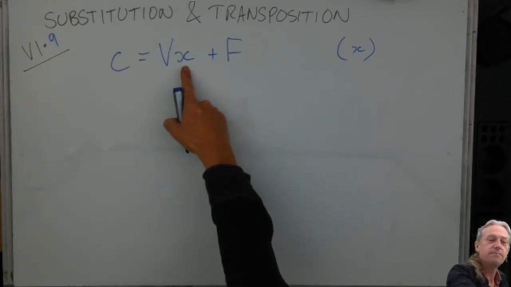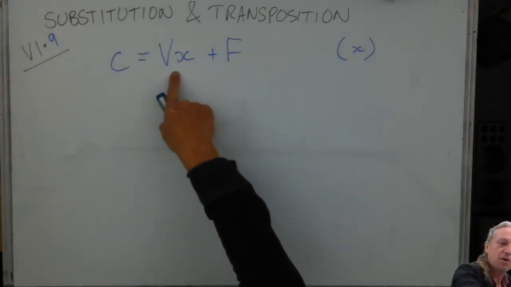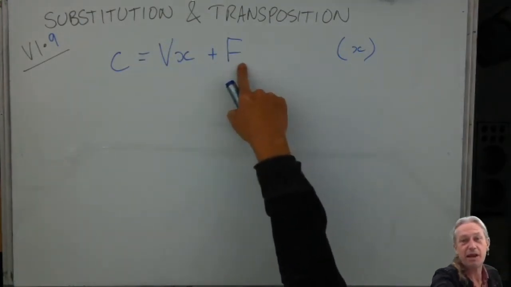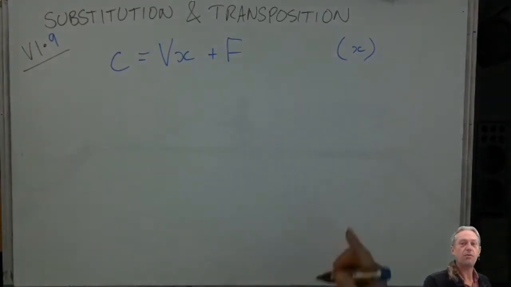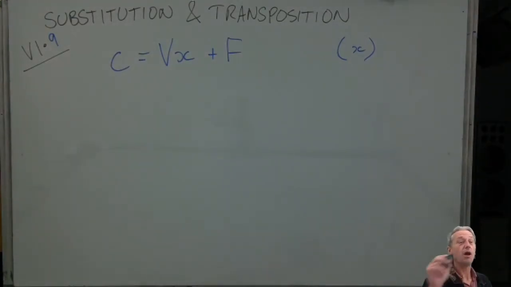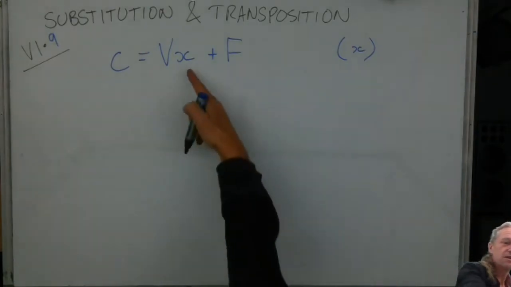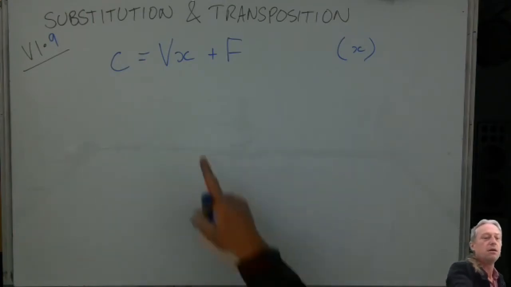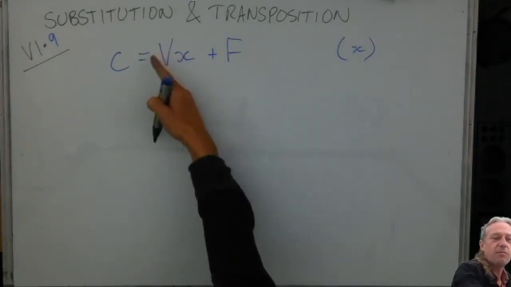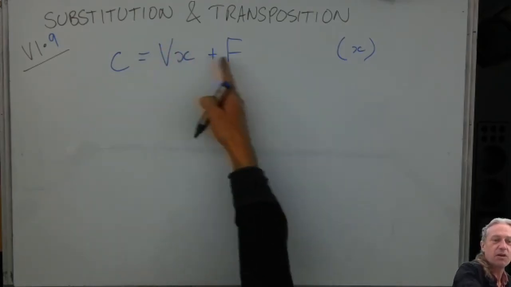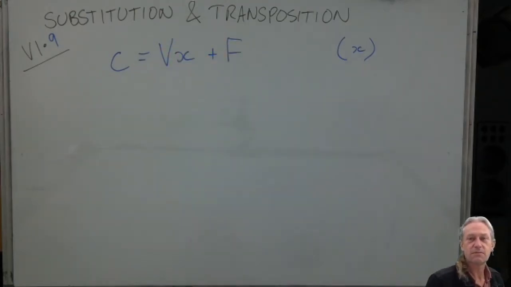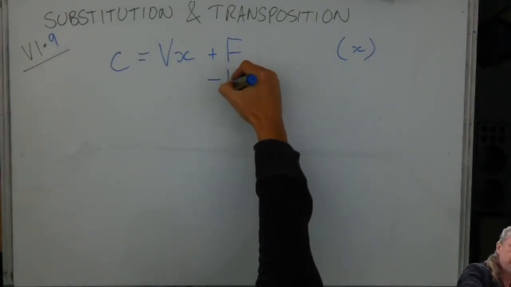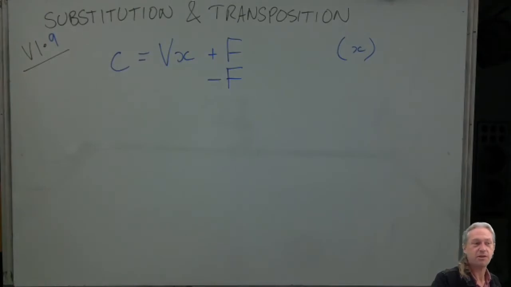And remember, x is being multiplied by v. That's the first thing that's happening. And then f is being added on. So like when we were solving equations, we need to undo all those things to leave x on its own. We can't really divide by v yet because we've got this thing stuck on the end. So the first thing I'm going to do is subtract f from both sides.